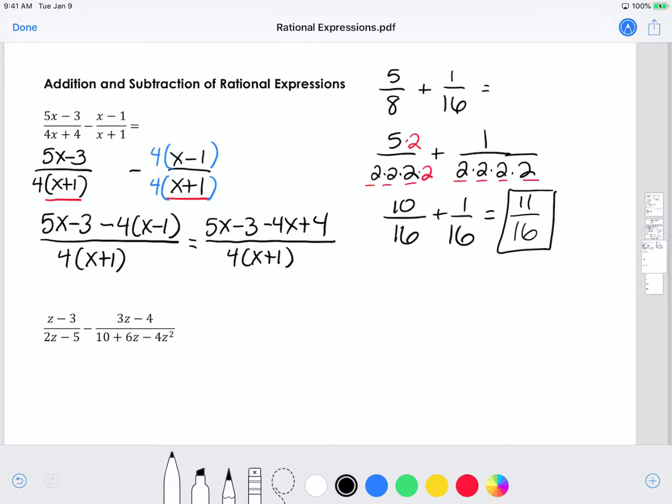When I simplify the numerator, I have 5x minus a 4x. That gives me an x. And I have a negative 3x and a positive 4x, which gives me a plus 1, all over 4 times x plus 1. And now I have an x plus 1 on the top and the bottom that I can get rid of. So my final answer is going to be 1/4.